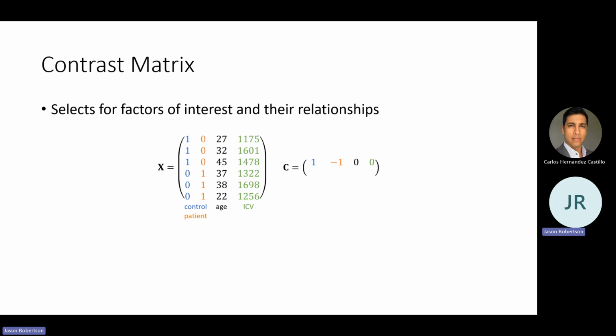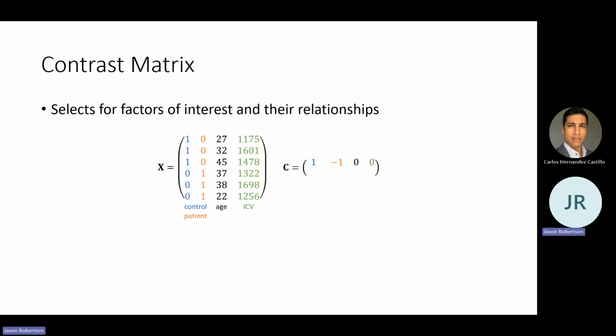I did a slightly more detailed version of a design matrix here. We've got the first three subjects are controls. These are their ages, and these are their intracranial volumes. And then the second three subjects are patients. These are their ages. These are their intracranial volumes. And you see where the colors are matching.